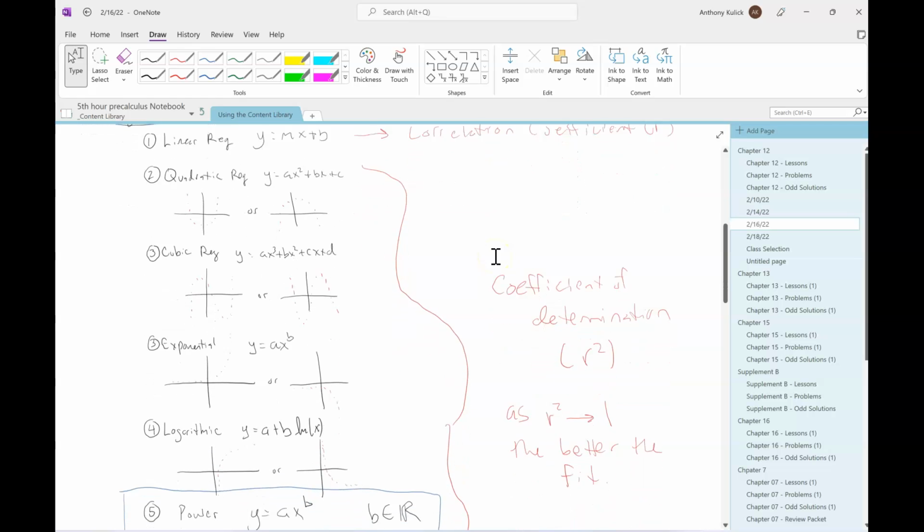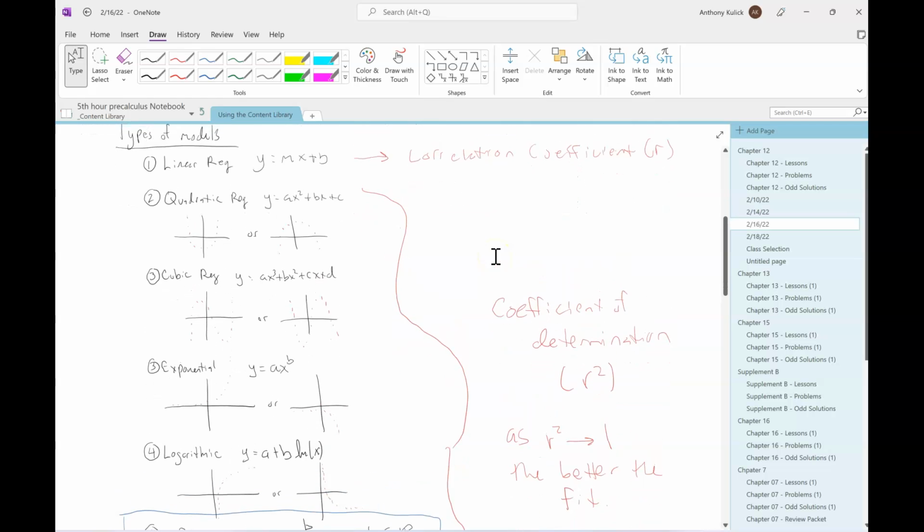Today we're going to make mention of 5 other regressions. So I misnumbered them apparently. We have 2 number 3s. That's weird. Way to go, Mr. Kulik. Counting's hard, guys.